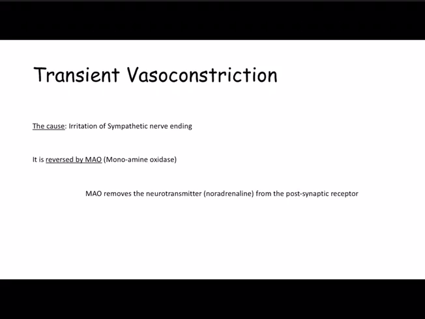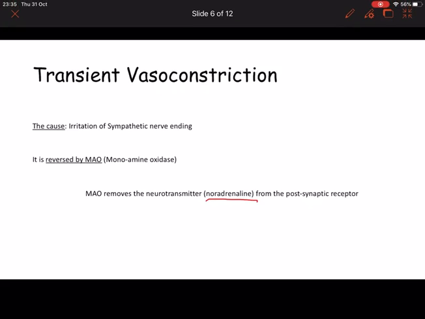When there is an inflammatory process, there is an irritation of sympathetic nerve endings. But this effect is reversed by monoamine oxidase, which removes the neurotransmitter, noradrenaline, from the postsynaptic receptor. Then this transient vasoconstriction is followed by vasodilation. This has several mediators, but mainly the role is played by histamine.